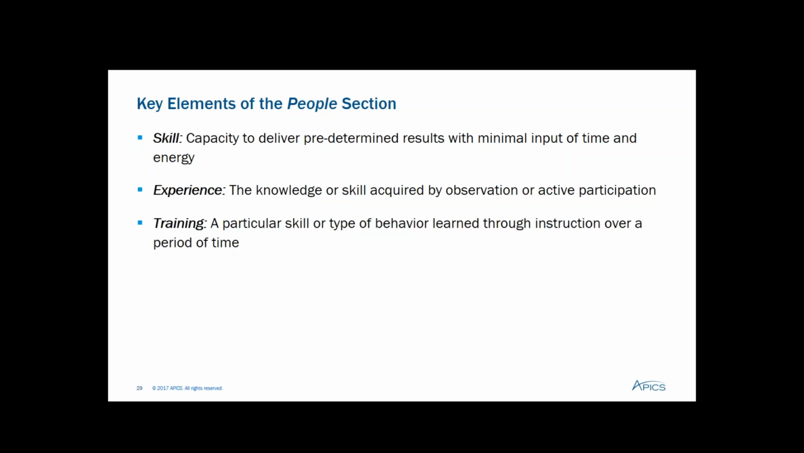Training is the development of a skill or type of a behavior through instruction. Examples of training would include the SCOR P endorsement training, formal education courses, and on-the-job training.